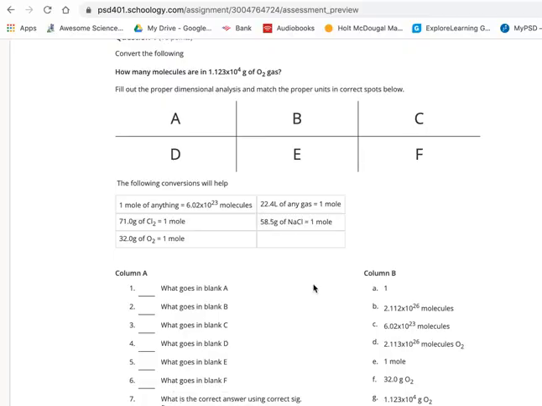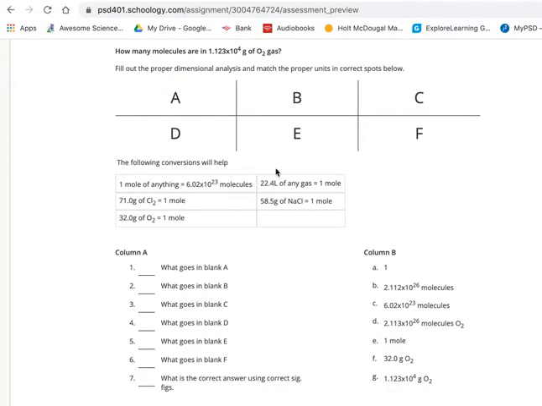So if I was doing this right here, I would say, what goes in blank A? Well, it's going to be the answer right here, G. G is going to go in blank A. So that's what I put in blank A. What goes in blank B was 1 mole. So that is going to be E.